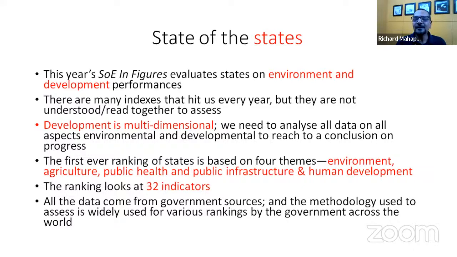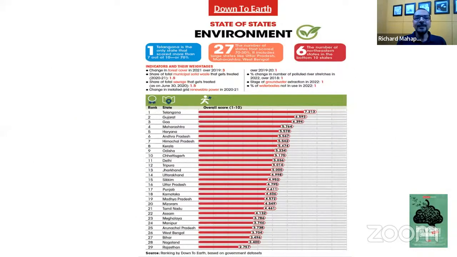And again, all this data comes from government sources only, Government of India sources, and it's based on all their major surveys and indices. And the methodology that we have applied is the most widely used methodology to rank on any development parameter, and it's also used by government for many of their own rankings on specific things. So what does the result show?